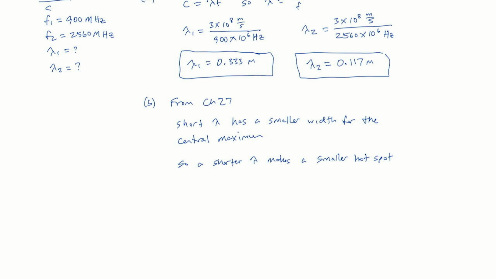Okay, and so the 2560 megahertz oven has a smaller wavelength, so it makes the smaller hotspot. So we'll add: makes the smaller hotspot in the food.